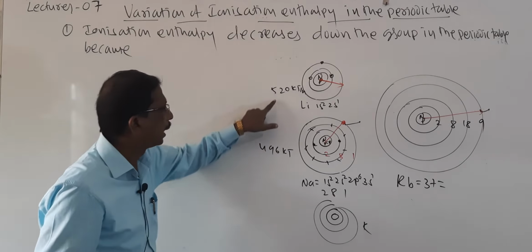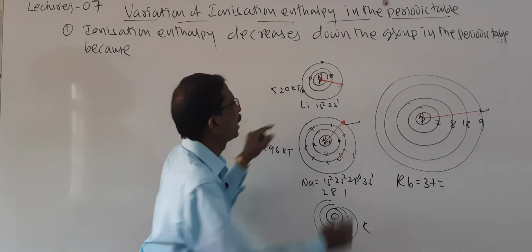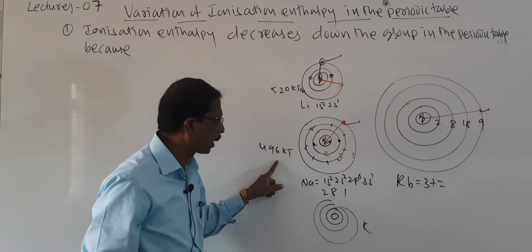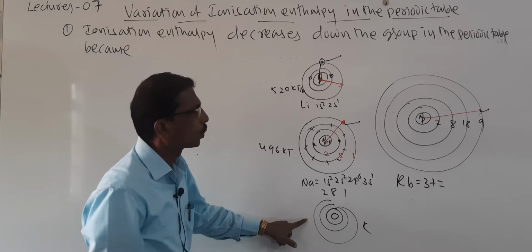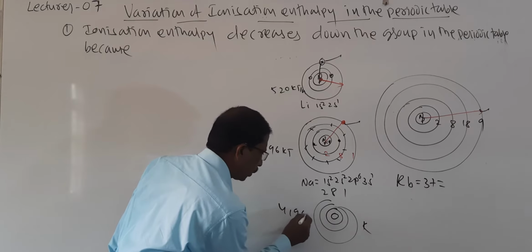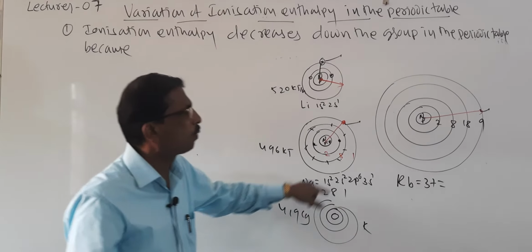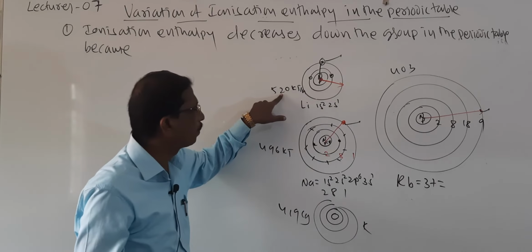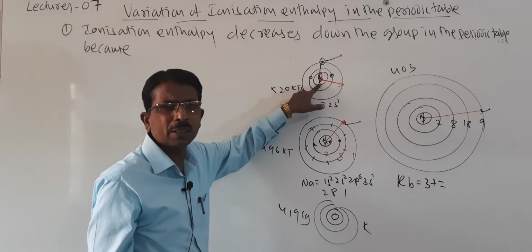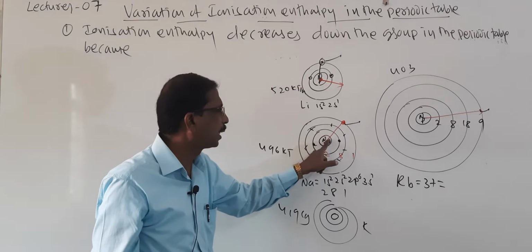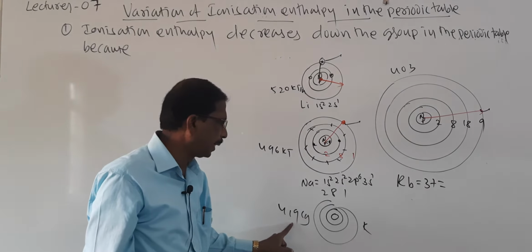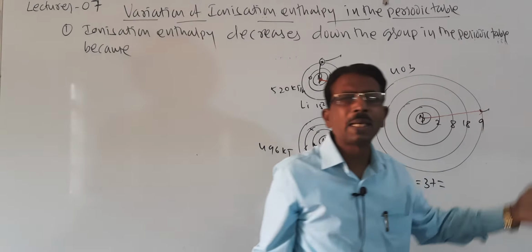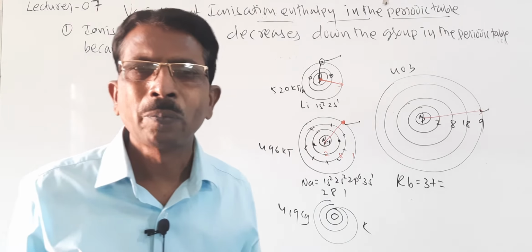Look here, students, it requires 520 kilojoules to remove this electron, and to remove this electron it requires 496. For potassium, 419 kilojoules per mole of energy is required, and for rubidium it is 403. Look at the difference: 520, because it is very near the nucleus, then 496, it is farther away, then 419 far away, and 403 again far away, and in cesium it is only 374.